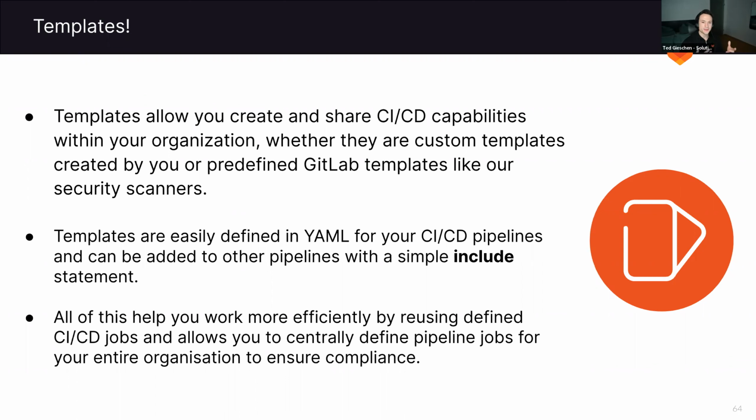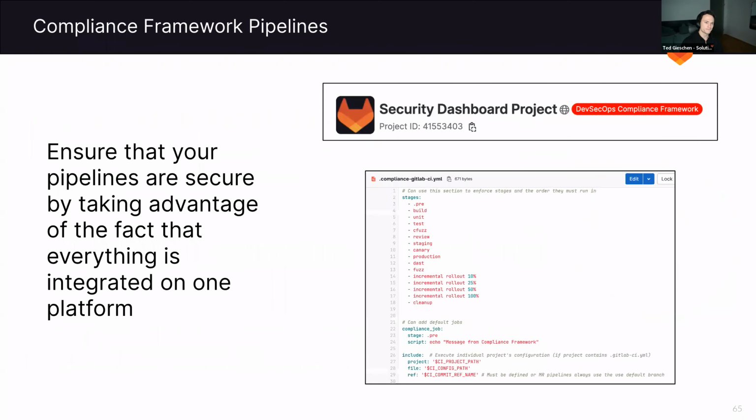In the end, all of this helps you to be more efficient by reusing predefined CI/CD jobs and allows you to also ensure compliance within your company by defining jobs for your entire organization. And talking about compliance, GitLab offers specific compliance pipelines, which are part of our compliance framework. With this, you can make sure that your pipelines are secure by always running specific jobs within your projects defined in your compliance framework. And again, all of this through a single platform.